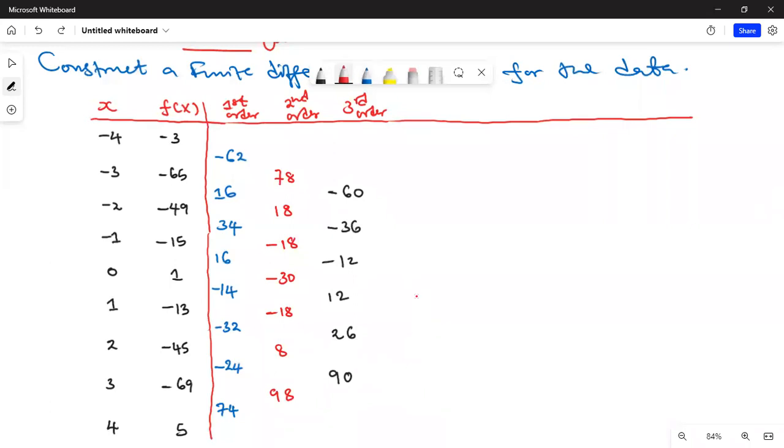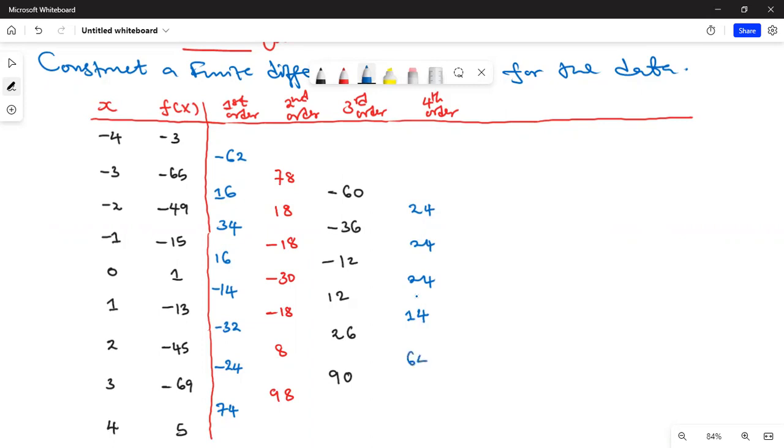Let's go to the fourth order column. Do the same subtraction. Negative 36 minus negative 60. That should be able to give us 24. Negative 12 minus negative 36, again, that is 24. 12 minus negative 12 is 24. You see, this is constant, 24 throughout. 26 minus 12, that is 14. Now it means the error is here. There's an error here. 90 minus 26, that should give us 64.